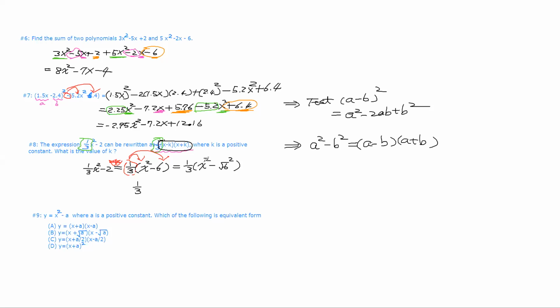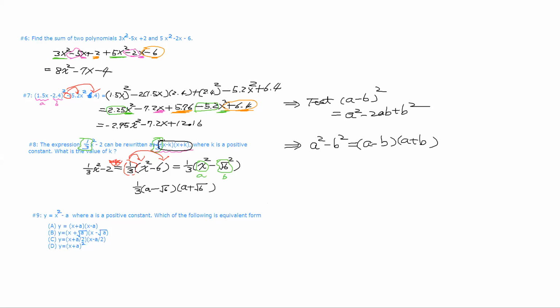Very good. So what is my A here? This is my A. What is my B here? This is my B, right? So I change it to A squared minus B squared. Okay, so now let's take a look. What do we have? We have A minus B, so it's A minus the square root of 6, times A plus B, so A plus the square root of 6. All right?